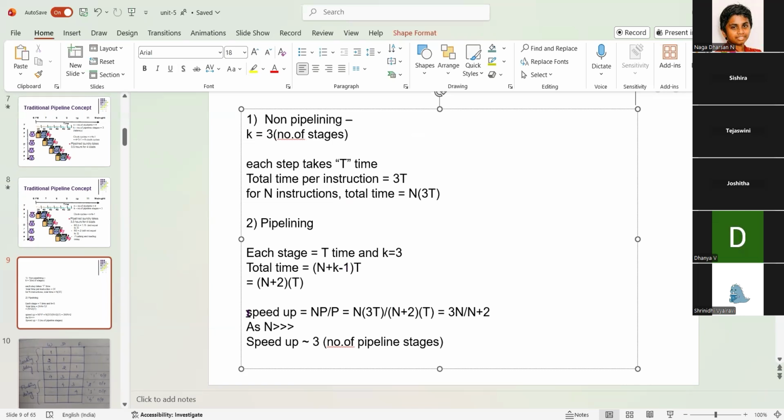So when you see the speed up, it is the non-pipelining condition divided by the pipelined condition. That is n times 3t by n plus 2 into t. The t and t get cancelled, so it's 3n by n plus 2. As n becomes larger and larger, our speed up will become closer to 3. What is this 3? That's the number of pipeline stages, which we assumed to be 3. That is why we claim that speed up should be proportional to the number of pipeline stages.